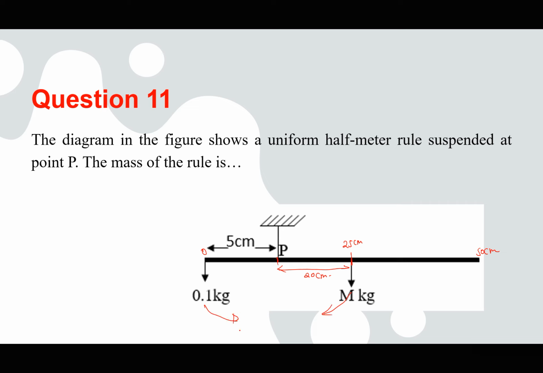If the object is uniform, the center of gravity is the same as the center of mass. So taking moments about point P, we shall say M times the perpendicular distance, which is 20 centimeters, should be equal to 0.1, in kilograms, times the perpendicular distance, which is 5 centimeters. The centimeters cancel out. So M is going to be 0.1 times 5 divided by 20.